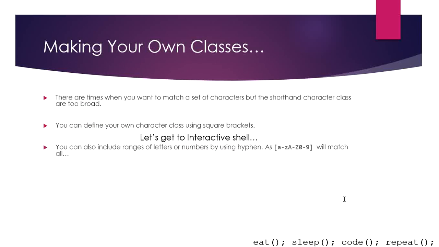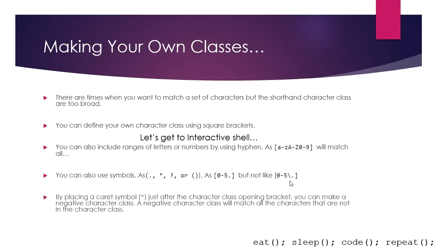You can also include ranges of letters or numbers by using hyphens. We can also have something like a to z, then capital A to Z, and then 0 to 9, which will match all of them. You can also use symbols. If I want some numbers and then a dot or a full stop, I'm going to use this, but not escaped. I want a full stop. I'm not going to use backslash d. We're not going to make it escape.